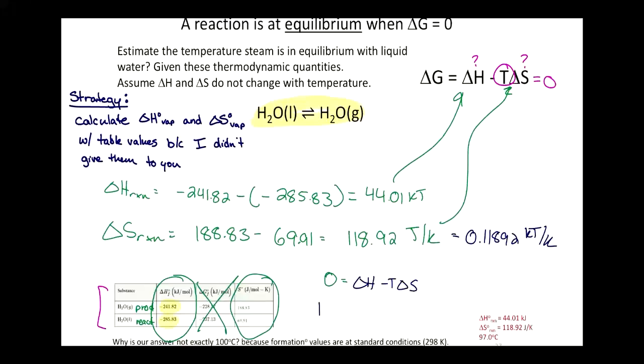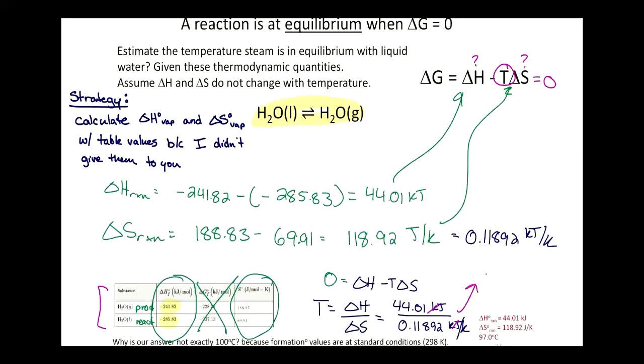You can rearrange this and just get temperature equals delta H over delta S. So enthalpy is 44.01 kilojoules. Entropy is 0.11892 kilojoule per Kelvin. Notice that the kilojoule units cancel. And then we have a 1 over Kelvin in the denominator, so a Kelvin temperature comes out.